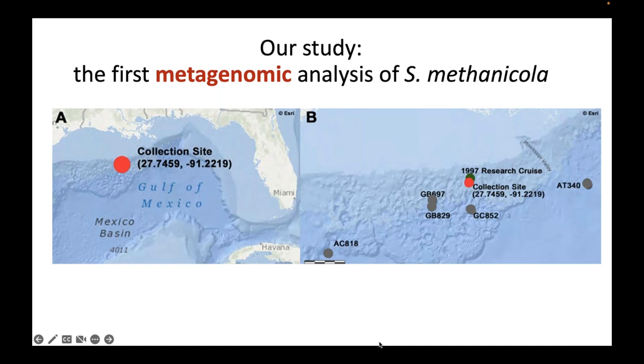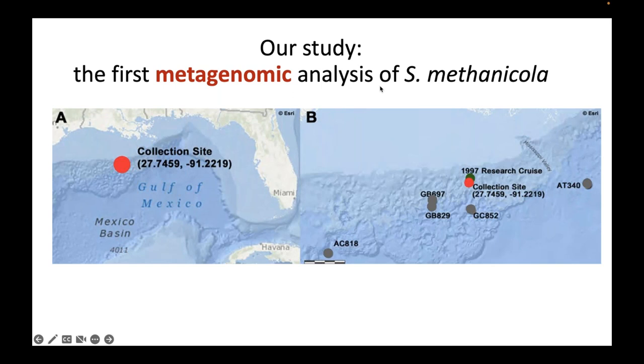So based on previous isotope-based and microscopy studies, we know that the ice worm feeds on a variety of bacteria, and we know that the ice worm does not have any intracellular symbionts. Previous studies have also sequenced phylogenetic marker genes of the ice worm itself for DNA barcoding purposes. However, we still do not have high-resolution genetic information on the ice worm and its microbiome. So our study is the first metagenomic analysis of the ice worm Sirsoe methanicola.